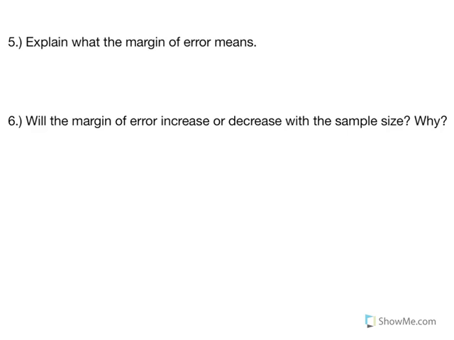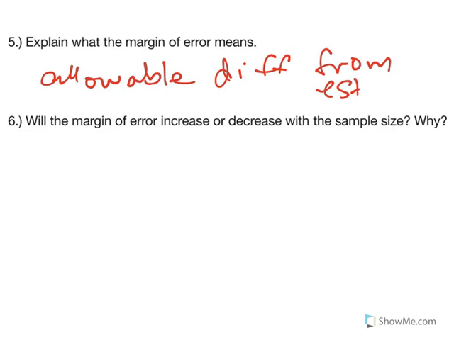All right, next page. Explain what the margin of error means. Well, there's a lot of different words for this. The margin of error is basically the allowable difference from the estimate. It's where we talk about the plus or minus. When you fill up the tires of your car with air, you want to be within a certain PSI pressure, right? So you would say, maybe 33 PSI plus or minus 2 or something like that. And if you get outside of that, that's where the little light comes on in your car, right?